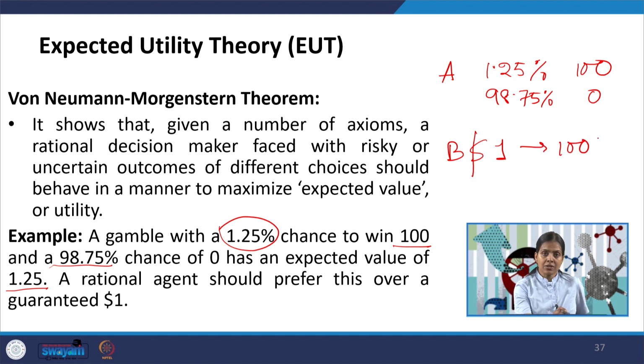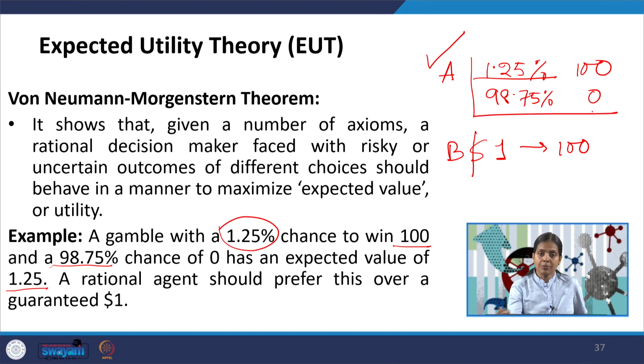Now, expected utility theory says that rational individuals should opt for option A even though the probability is very small. That is because the expected value from this option is 1.25 while this is simply 1. So, since the expected value is greater, people would be opting for this one and not this one.